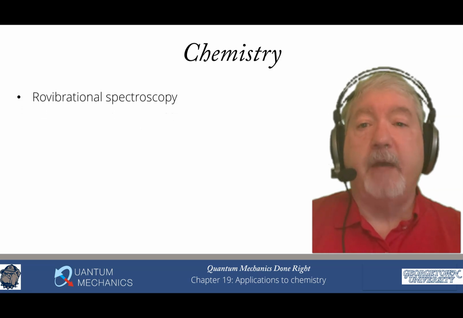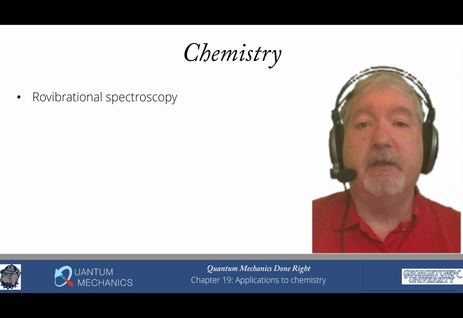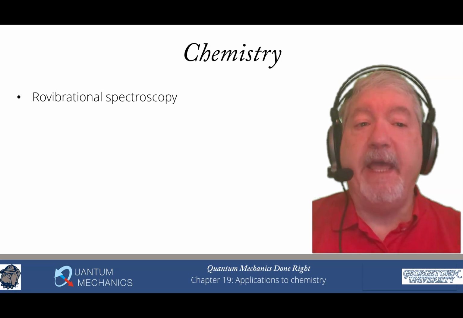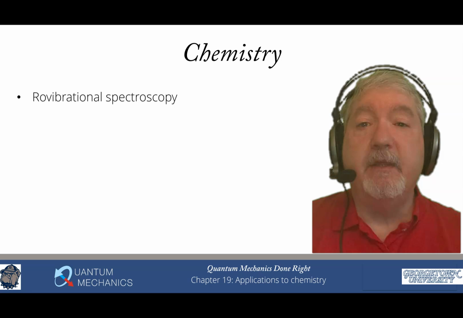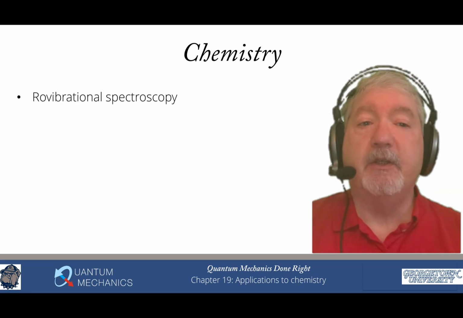So we start our chapter off with a discussion of rovibrational spectroscopy. We've already solved the harmonic oscillator and we've solved angular momentum states. And that's really all you need in order to understand rovibrational spectroscopy, except you have to go a little bit beyond the harmonic oscillator. You have to be able to solve an anharmonic oscillator, but we already have done that as well with the Morse potential. So in order to discuss rovibrational spectroscopy, we use the Morse potential as our paradigm, and on top of that, the rotational states that a dimer molecule has.